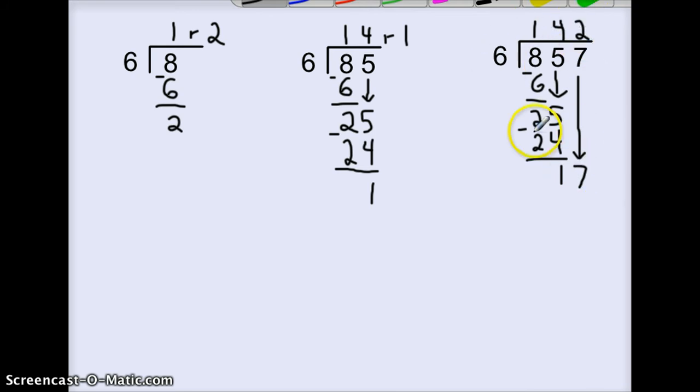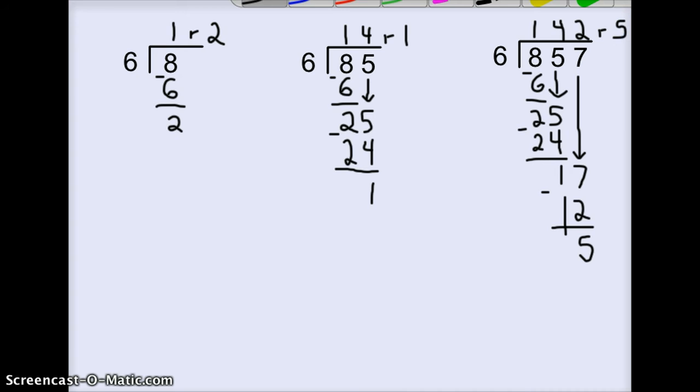I do 2 times 6, which is 12. Kind of a long 12. Sorry about that. And the difference now is 5. I don't have any more numbers to bring down. And 6 does not go into 5. So that's my remainder. So the answer to 857 divided by 6 is 142, remainder 5.